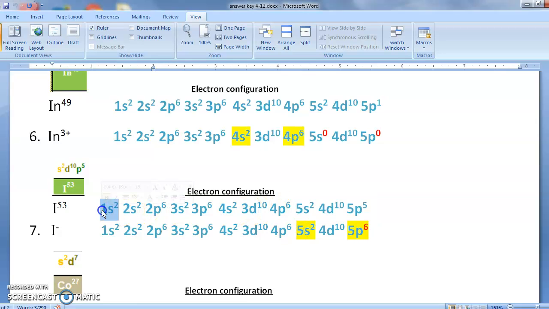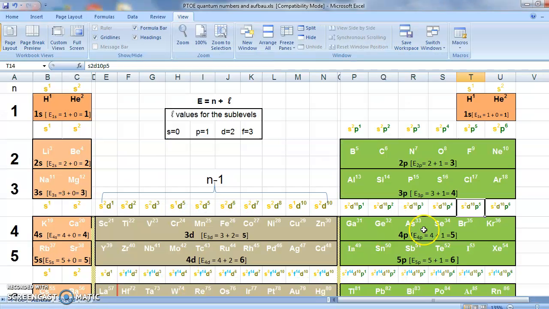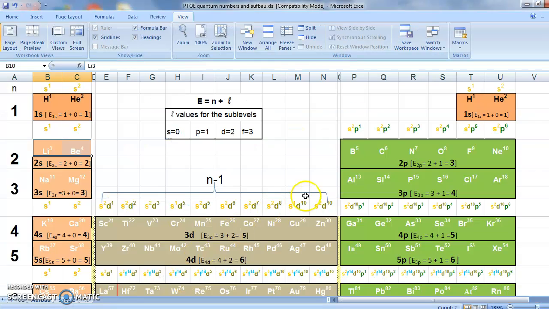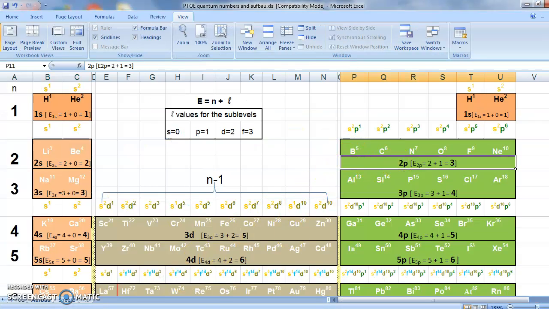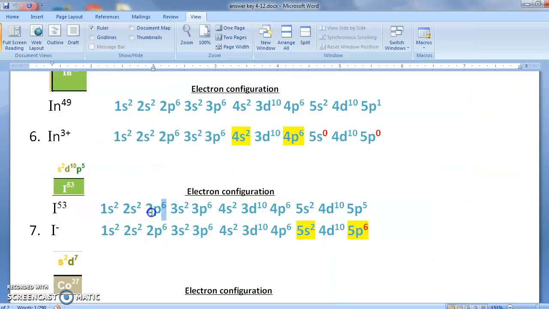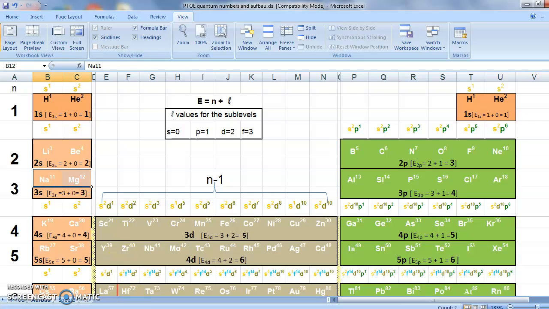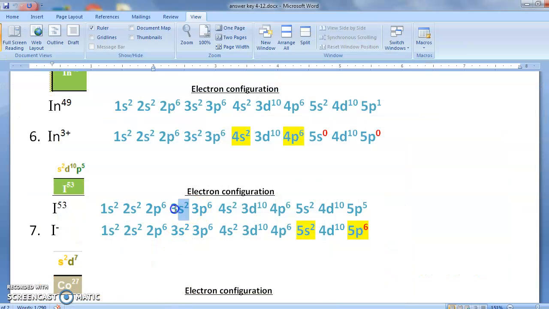Square 1 has hydrogen and helium. That's the 1S. 1S2. I'm up here, 1S2. Now I go down to the 2S. There's 2 elements there. 2S2. Now I come over here to the 2P. There's 6 elements there in the 2P. Boron through neon is 6 elements. So I write 2P6. Now I'm at the 3S. There we go. I would write 3S2.